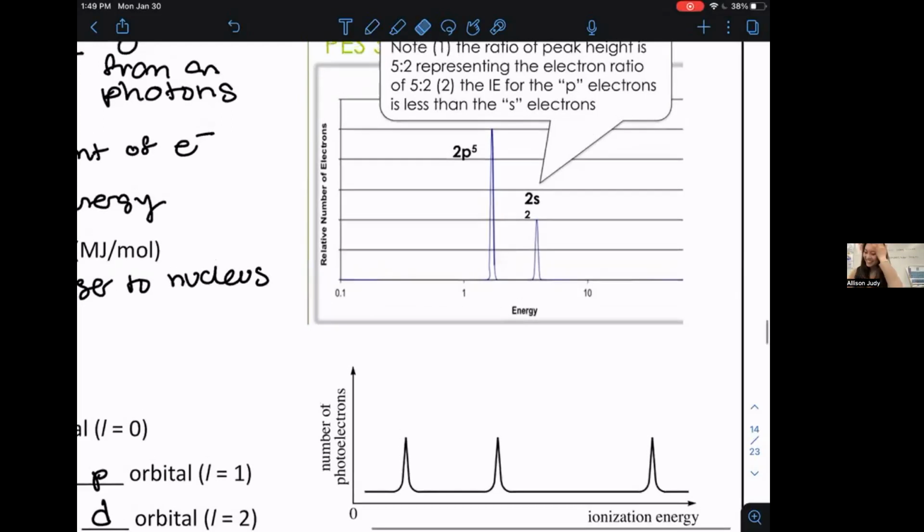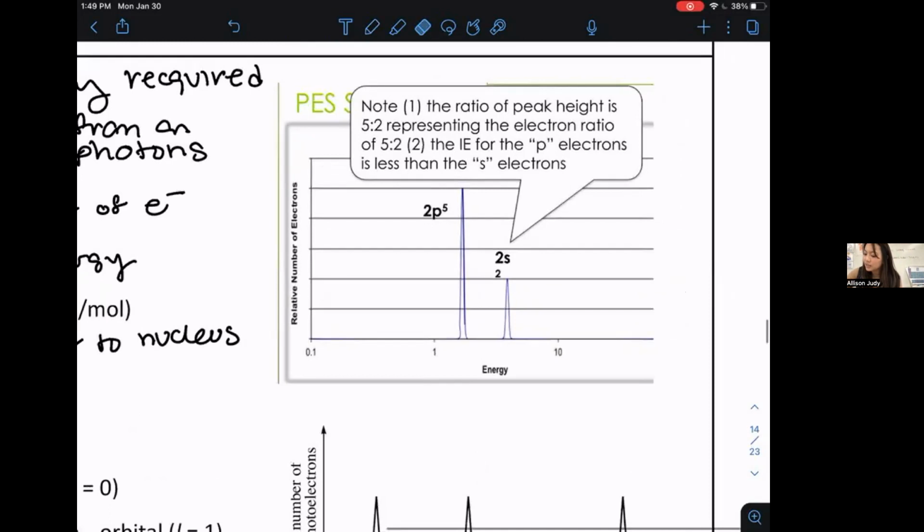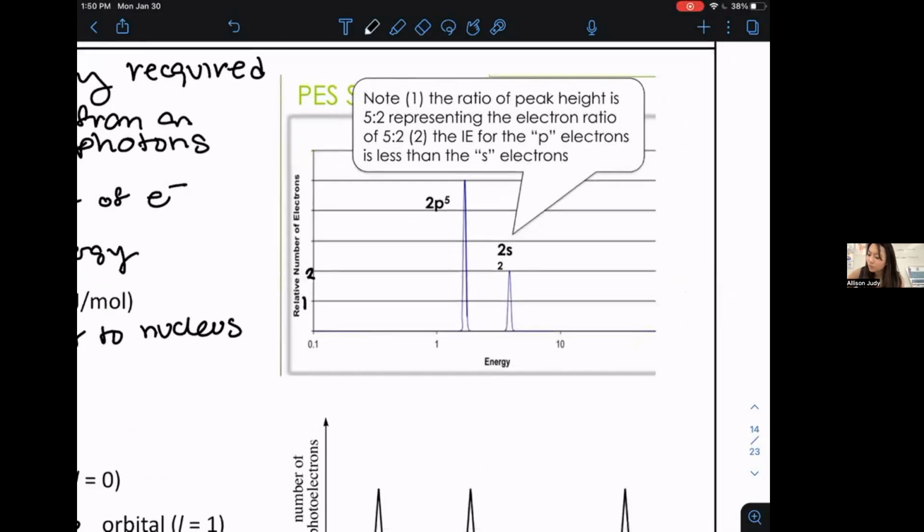What you see here, though, is 2s, a ratio of 2. Sometimes each line represents a ratio of 2, instead of each line being 1, so you have to look at the relative size of the peaks. And then what we see here, since each line represents 1, is the next peak, 2p, because you had to fill the s to get to the p. This is not an excited state electron configuration. It's 1, 2, 3, 4, 5, and that's how you would know it was a 2p5.